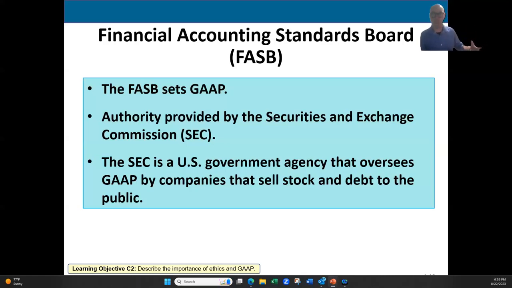Who helps to govern the generally accepted accounting principles is known as the Financial Accounting Standards Board. This board was authorized by the Securities and Exchange Commission to essentially govern the generally accepted accounting principles that help to validate that everything being displayed from publicly traded companies is true and accurate. That's what they do. So they help to govern the generally accepted accounting principles, and that's here in the United States.